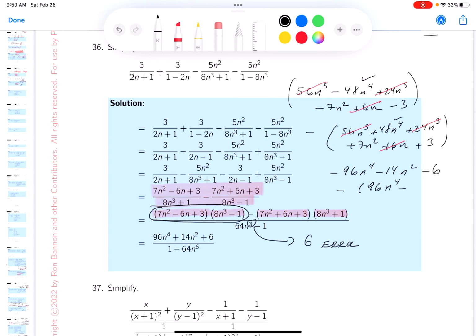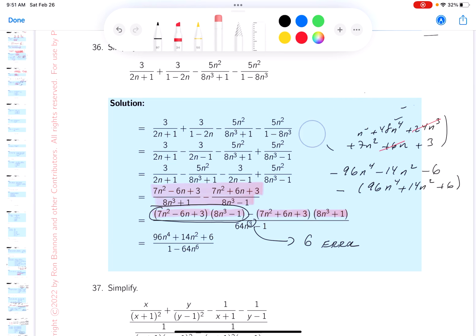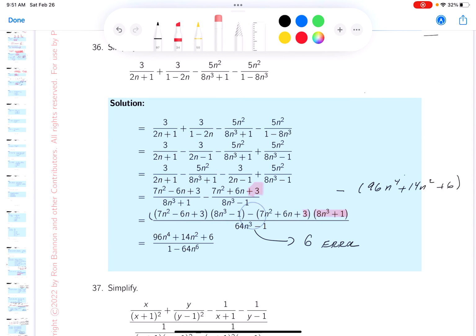And if you do that, you would get minus 96n to the 4th plus 14n squared plus 6. Right, now I want to remind you we're dividing that by something. So I'm pretty comfortable the top's okay now. I'm going to start to erase my old work. And again, I need to move forward, and moving forward means I need to divide that by something, all right? Not by the error, but by the correct term.